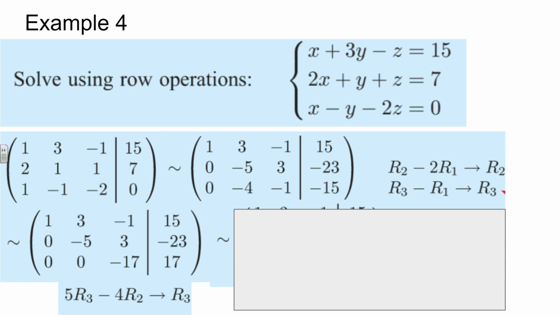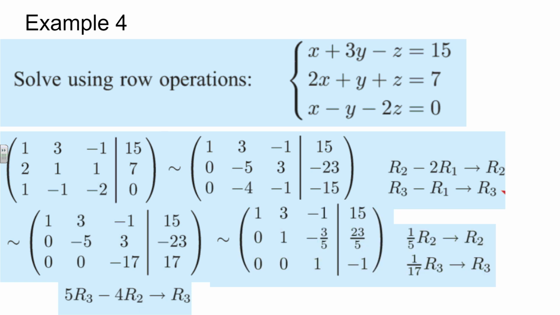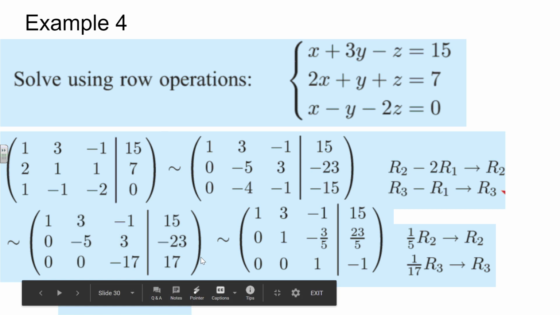Now I really want to have 1 in that location. So the final step for the bottom row is to just take this negative 17 and multiply it by negative 1/17. That's going to give me a 1 in this bottom location.